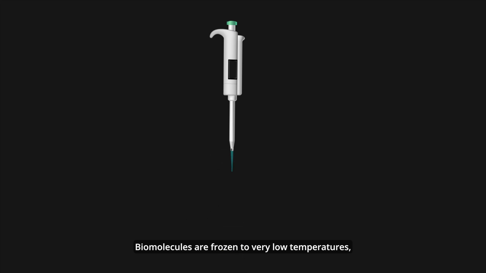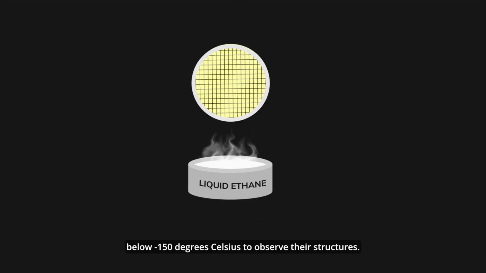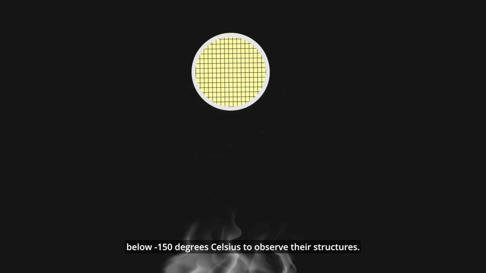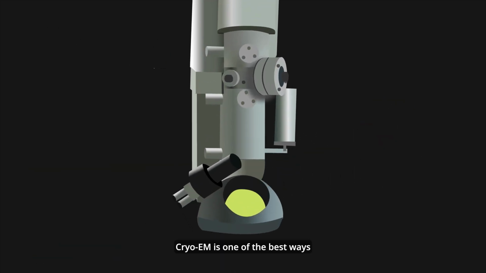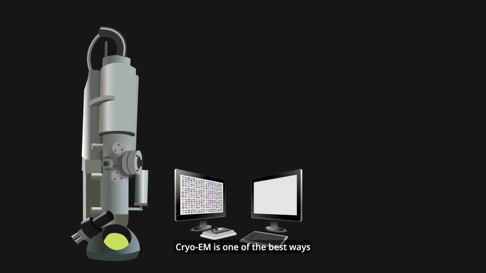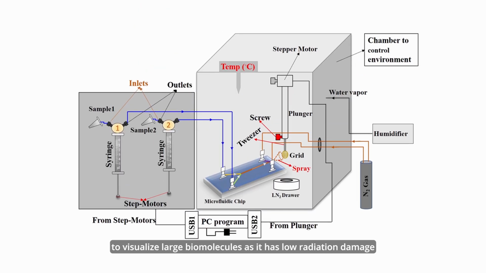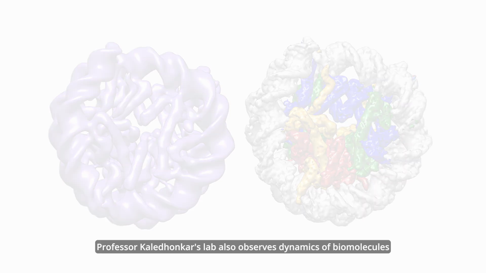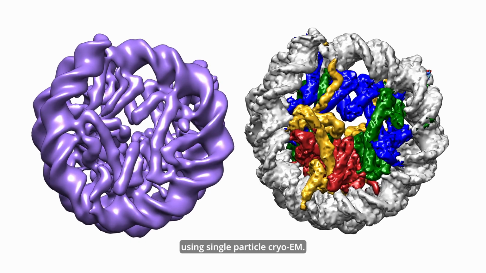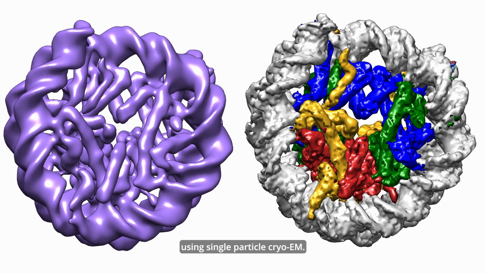Biomolecules are frozen to very low temperatures, below -150 degrees Celsius, to observe their structures. Cryo-EM is one of the best ways to visualize large biomolecules, as it has low radiation damage and crystallizing the protein is not needed. Professor Kaledhonkar's lab also observes dynamics of biomolecules using single particle cryo-EM.